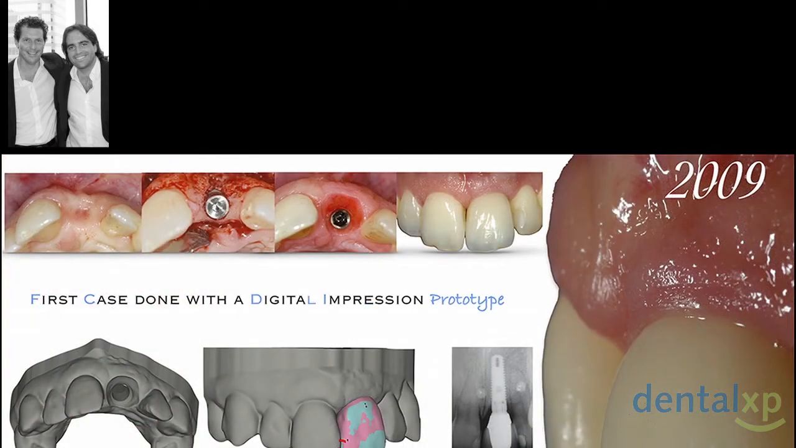Obviously, the traditional background is always key to recreate the proper hard and soft tissue volumes to be recorded with the optical scanner. And we wanted to share with you this case that was the really first case done in December 2009 with the prototype of the digital impression that we have developed together since 2011. That was the really first case in which we started to get into digital dentistry.